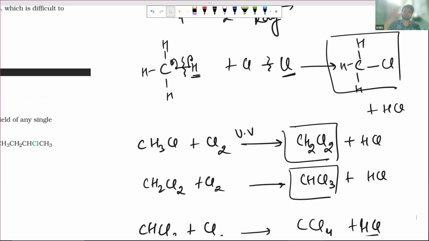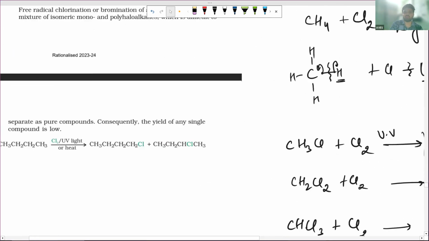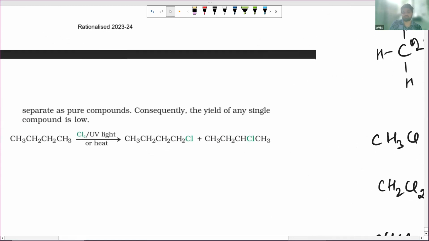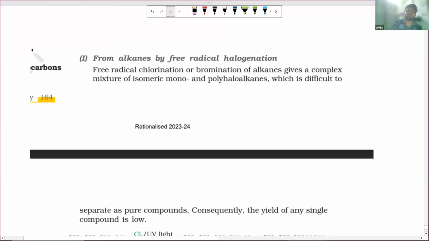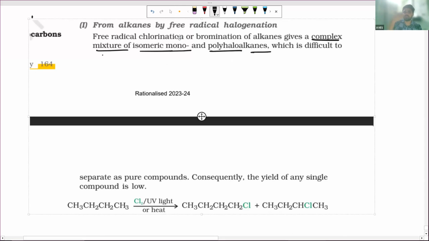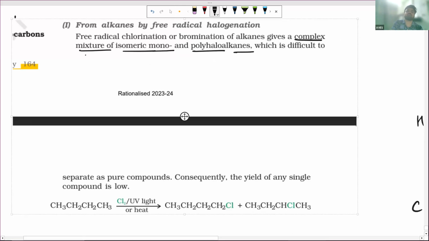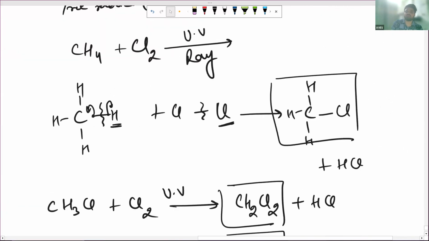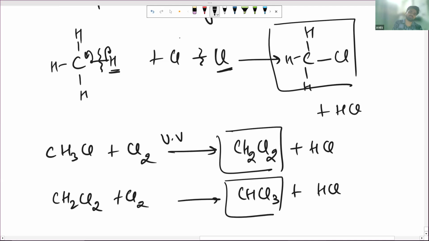So this is the demerit of the free radical mechanism: when we are preparing the alkyl halide by this method, we get all kinds of substances. Got it? Free radical chlorinations and brominations of alkanes give complex mixtures of isomeric mono- and polyhaloalkanes, which are difficult to separate as pure compounds. We can prepare it by free radical mechanism, but suppose we need only dichloromethane. This is dichloromethane.